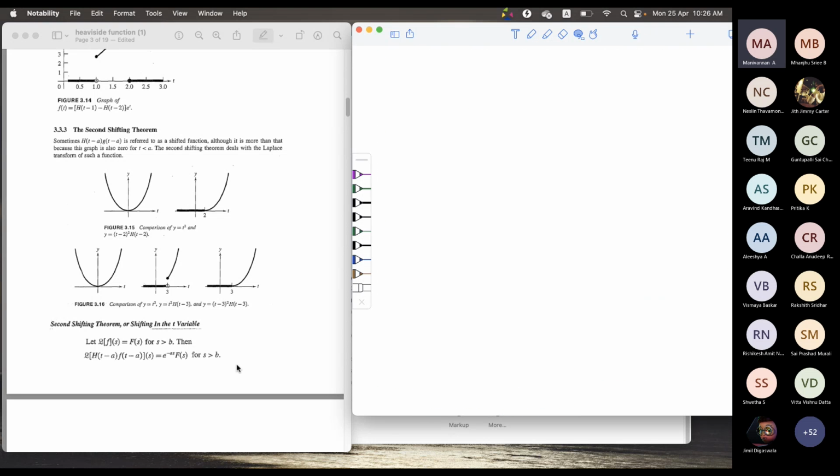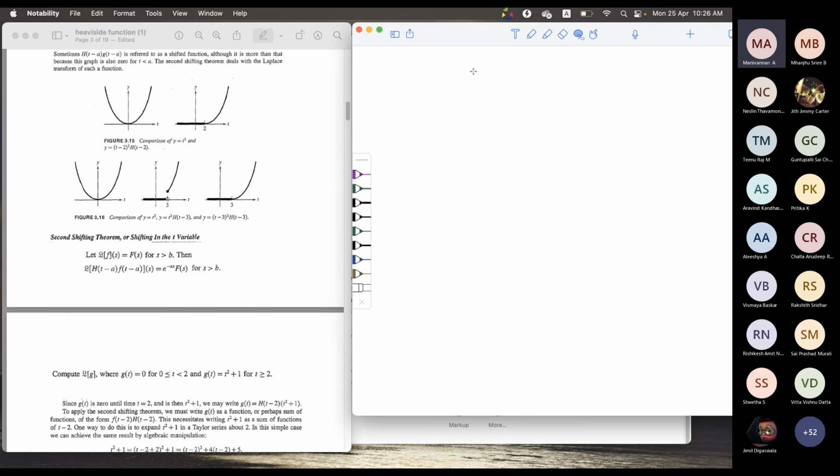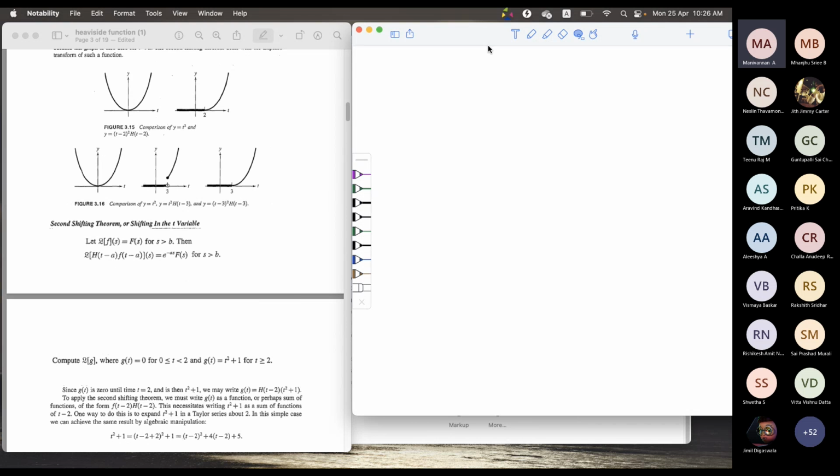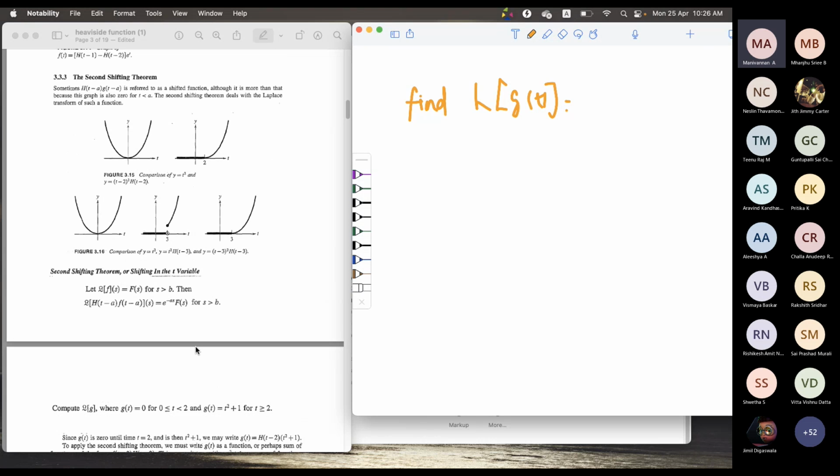Yes. Okay, now we are going to write problem-wise, taking the Laplace transform in this problem. So find the Laplace transform of g of t. This is my problem part.